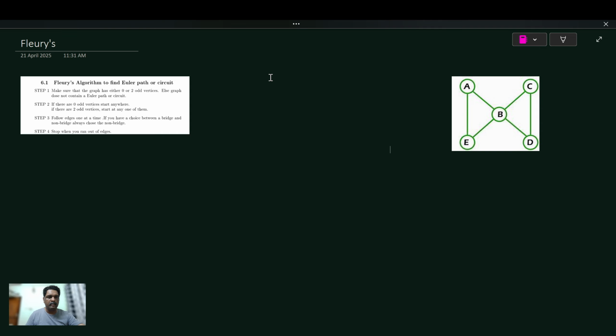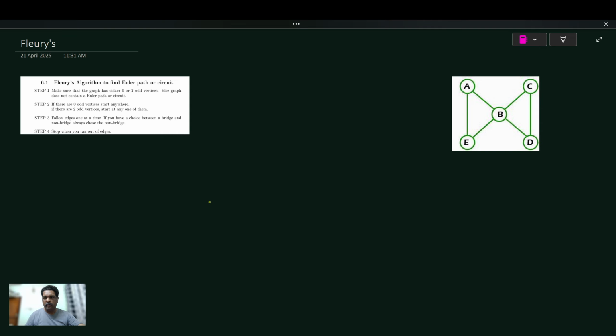And now in step 3, we follow edges one at a time. And if you have a choice between a bridge and a non-bridge, we always choose the non-bridge edge. And we stop when all the edges have been chosen. So we illustrate the concept using a simple example.